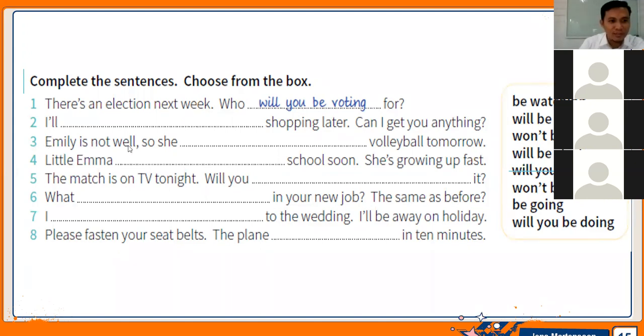Emily is not well, so she blah blah blah volleyball tomorrow. What is the blank? Be playing. Won't be playing. That's right. She won't be playing volleyball tomorrow. Number 4. Little Emma blah blah blah school soon. She is growing up fast. Will be starting. Little Emma will be starting school soon. That's very good. Right. Number 5.